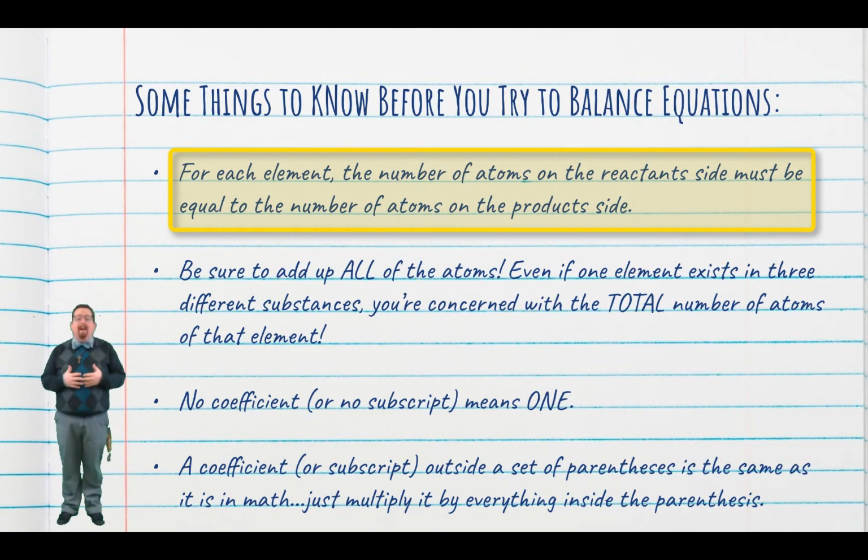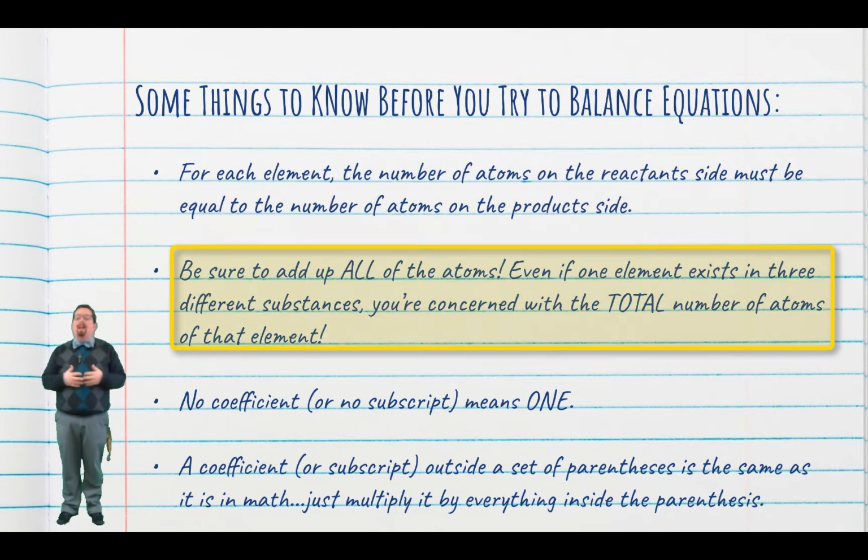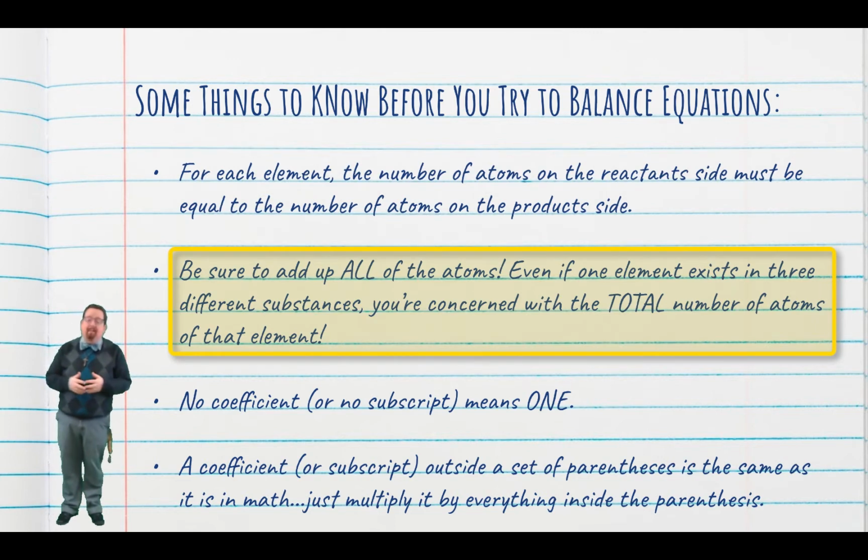Our goal is to make sure that there's the same number of atoms of each element on the reactant side as there are of that element on the product side. Sometimes one of our elements, usually oxygen if I'm being honest, exists in multiple substances on the same side of our equation. It's really important to take special note of that when that's the case, and to make sure that you add up the total number of atoms of that element on that side of the equation, not just the atoms in the formula that you just changed a coefficient for.